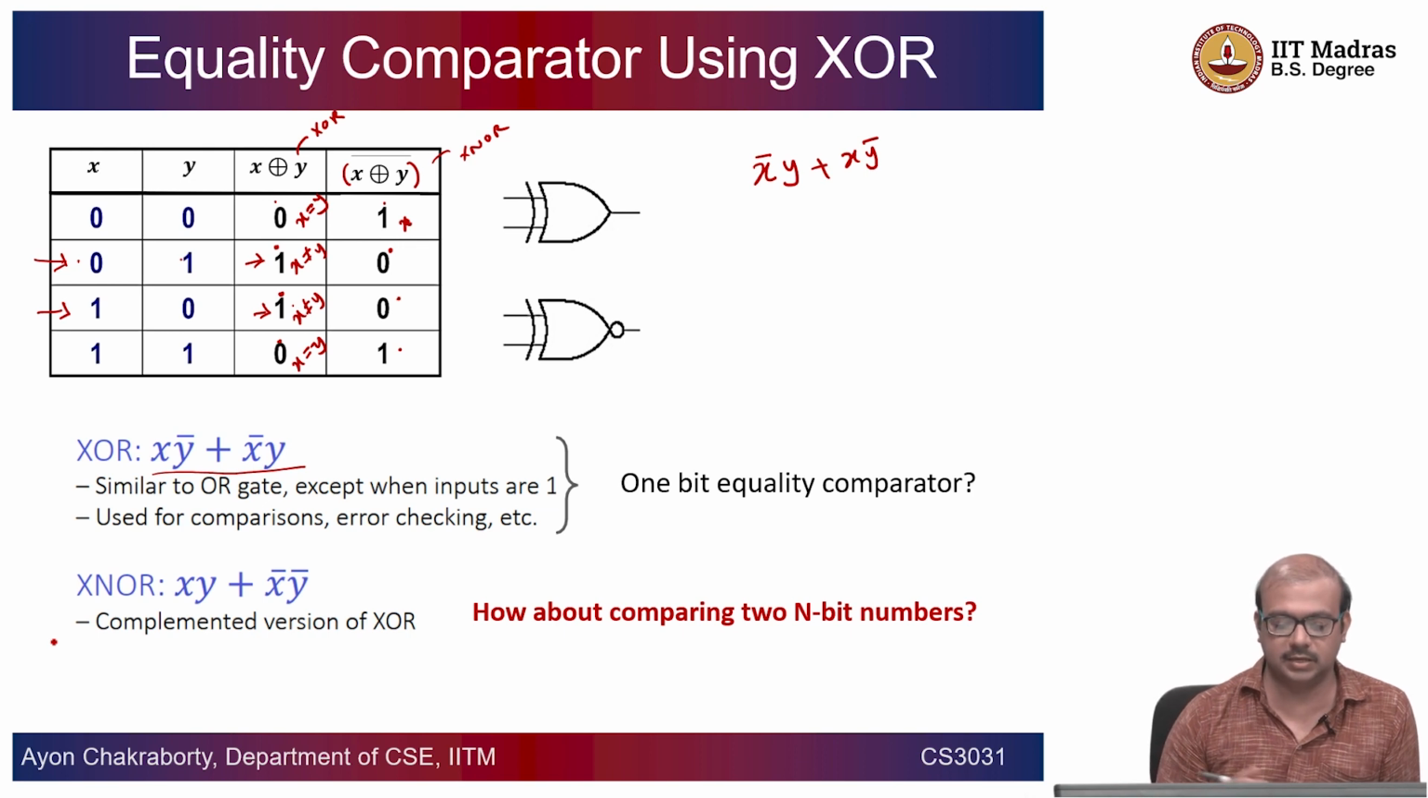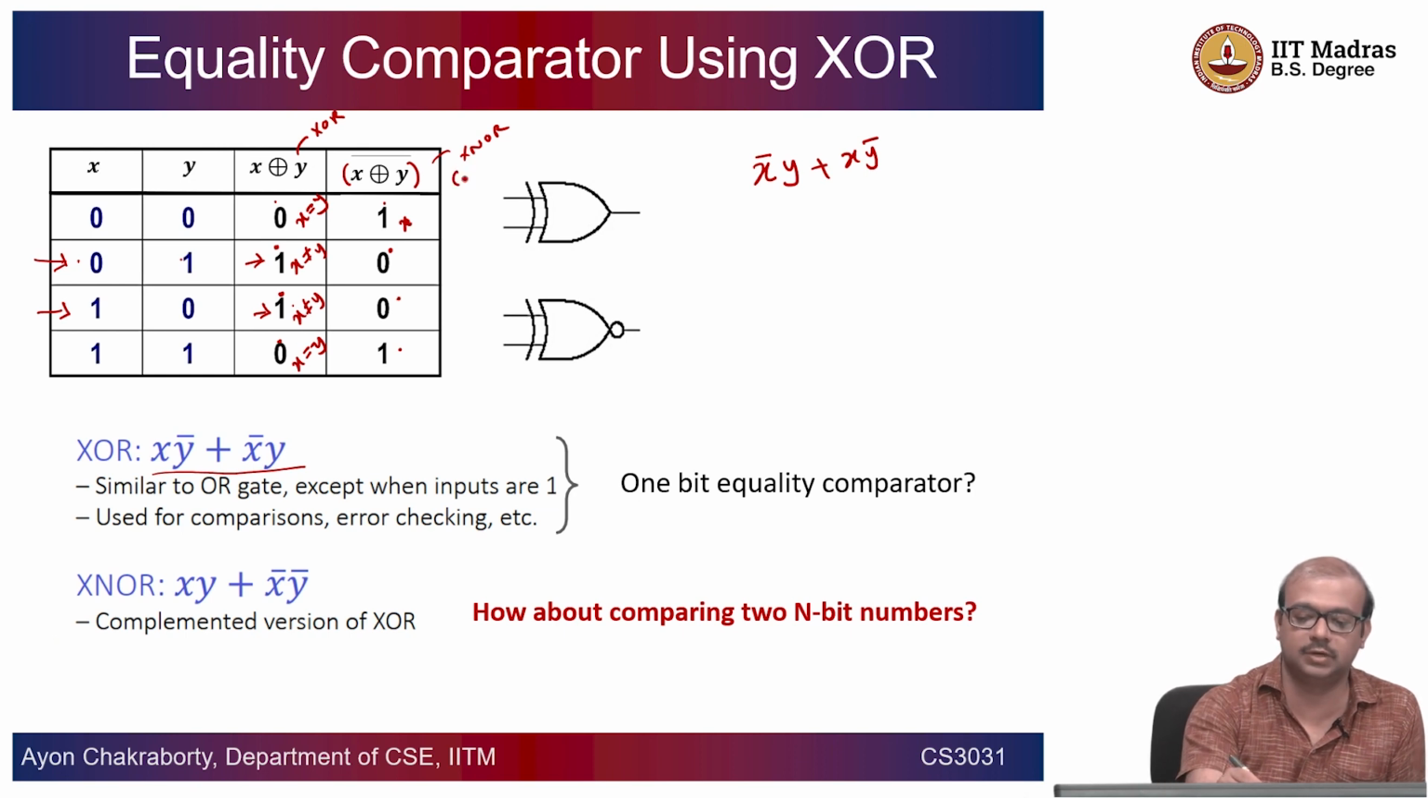So, it is similar to an OR gate, except when both the inputs are 1. That is called exclusive OR, or XOR. If I write the truth table for an OR gate, 0 0 is going to be 0, 0 1 is going to be 1, 1 0 is going to be 1, and 1 1 is also going to be 1.